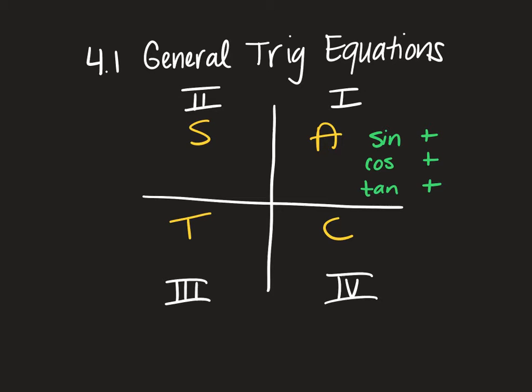How does A tell us that? All of them are positive. So I'm guessing the next one, S, is sine, T is tangent. Okay, got it. All right, so then in quadrant 2, only sine is going to be positive. So sine is positive, cosine is negative, tangent is negative.